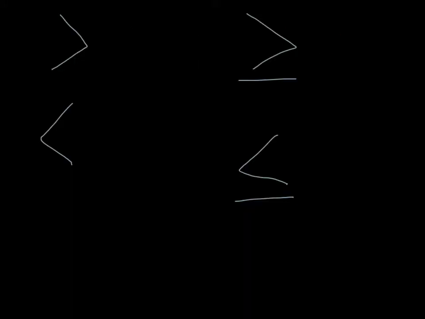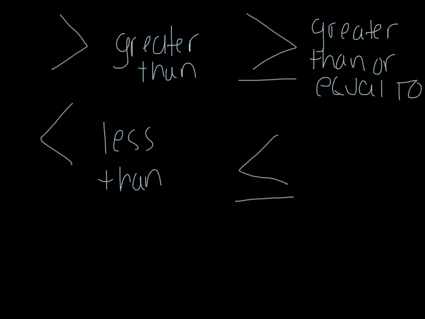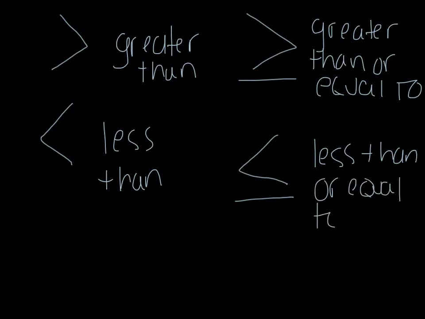Alright, so this is kind of your first introduction to inequalities. You may have seen these symbols before. Basically, let's just talk about what each symbol means. This is going to be your greater than symbol. This is going to be your less than symbol. This would be, because the line is underneath it, greater than or equal to. And then this one is less than or equal to. And all of these are your inequality symbols that you would use.